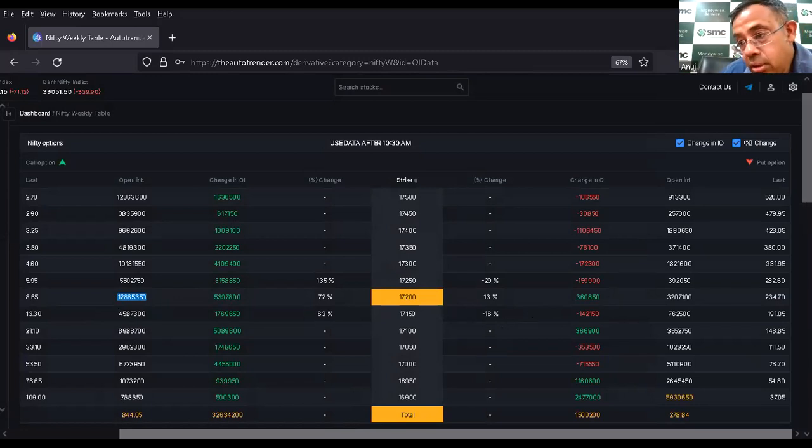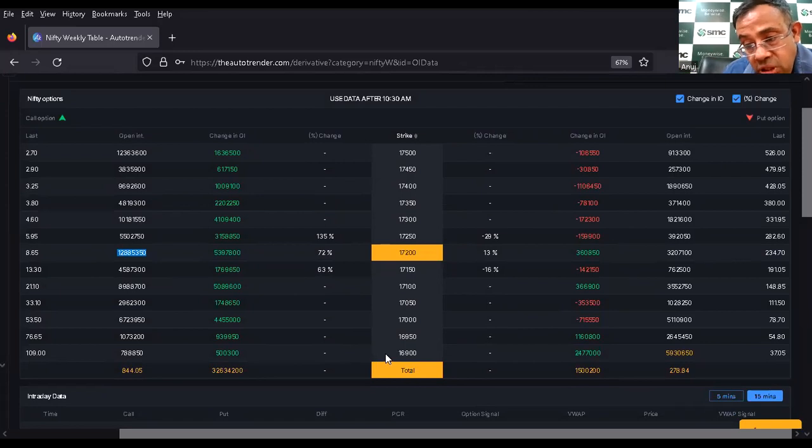Similarly, if you look at the put side, 59,30,650 open interest is the highest open interest on the put side. So it becomes an immediate support for you. Earlier, it was 17,000. But due to certain selling pressure and unwinding in the 17,000 put option, it shifted base from 17,000 levels to 16,900. So now the new support is 16,900.